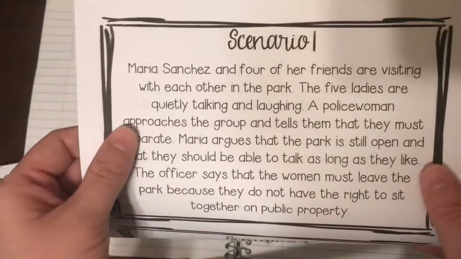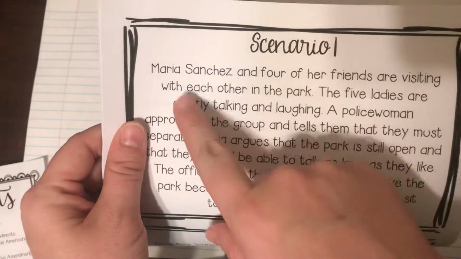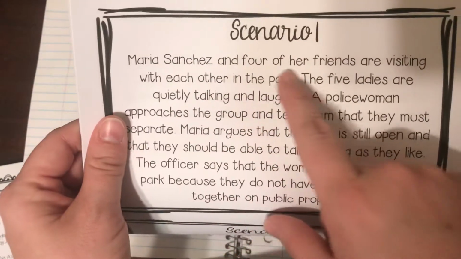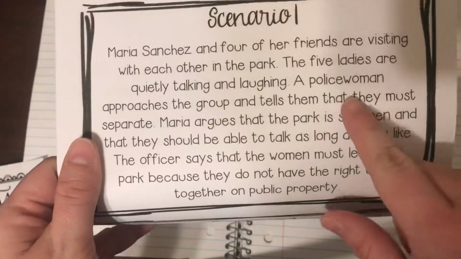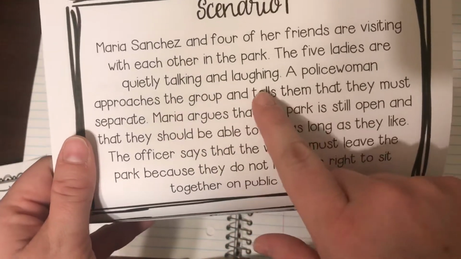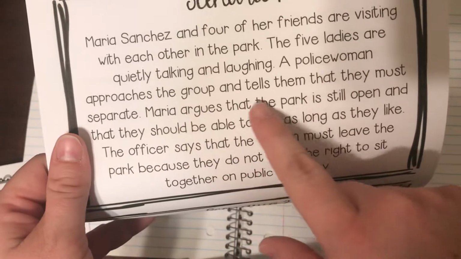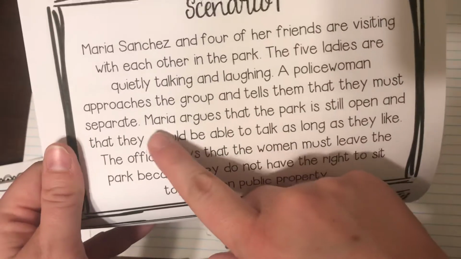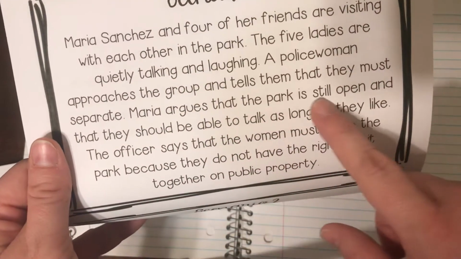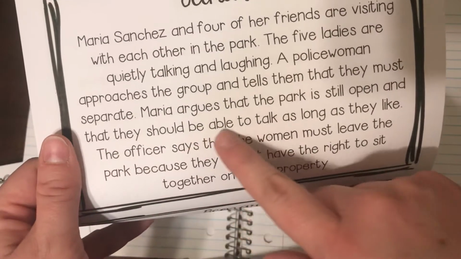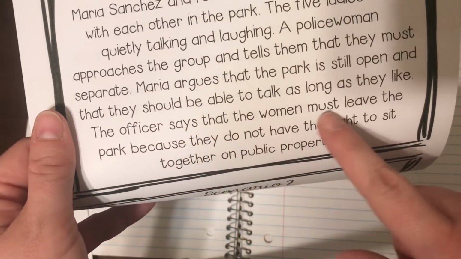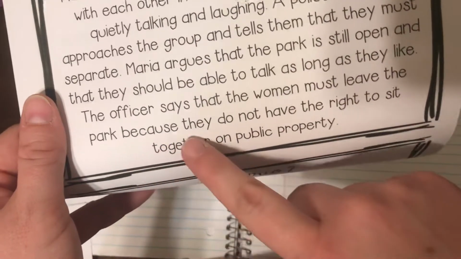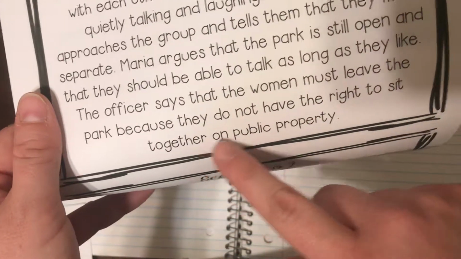Okay. So simple enough. Scenario 1: Maria Sanchez and 4 of her friends are visiting with each other in the park. The 5 ladies are quietly talking and laughing. A policewoman approaches the group and tells them that they must separate. Maria argues that the park is still open and that they should be able to talk as long as they like. The officer says that the women must leave the park because they do not have the right to sit together on public property.